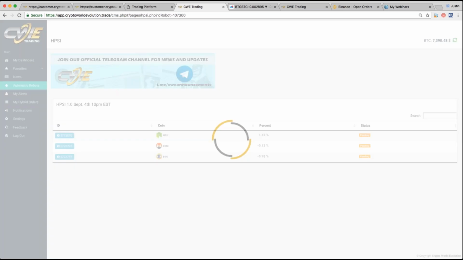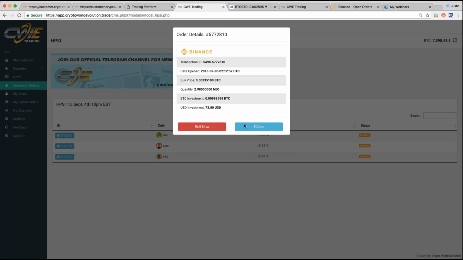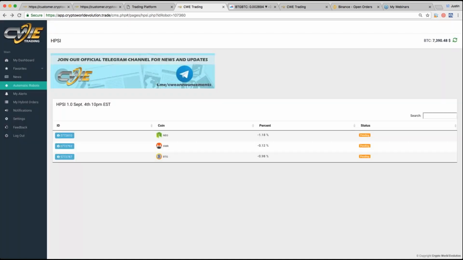So you can check out everything right on the mobile application. How great is that? You don't have to be in front of a computer. You can be anywhere in the world, open up that app, see what's going on with your bots and control them here. If you want to sell now, you can sell now. If you want to just check everything out, you can look at it all right there. Pretty exciting.